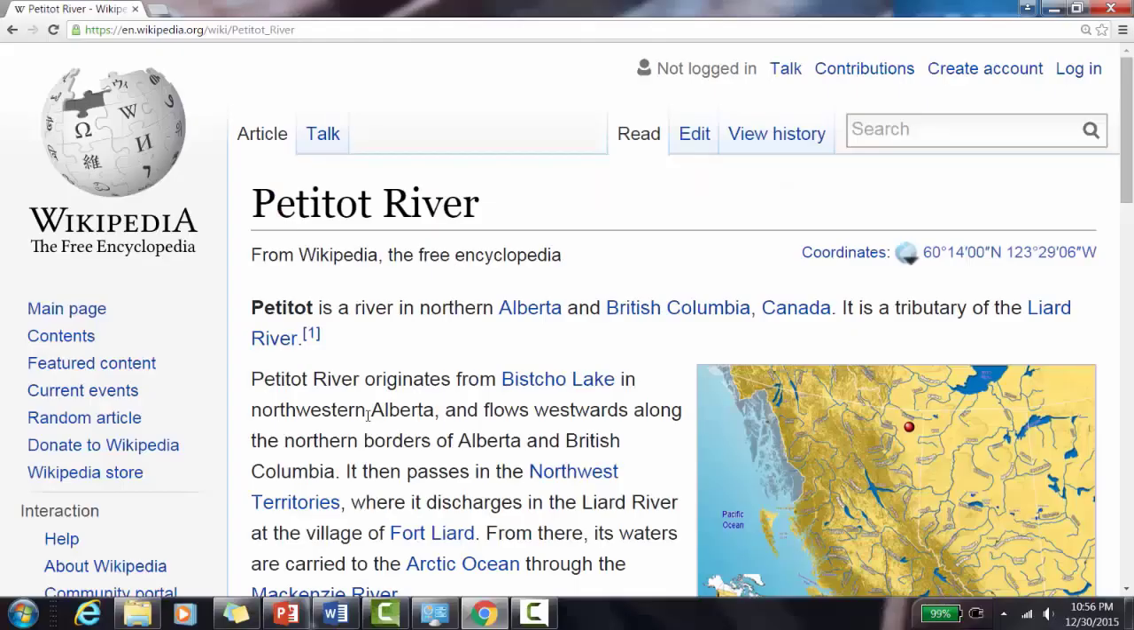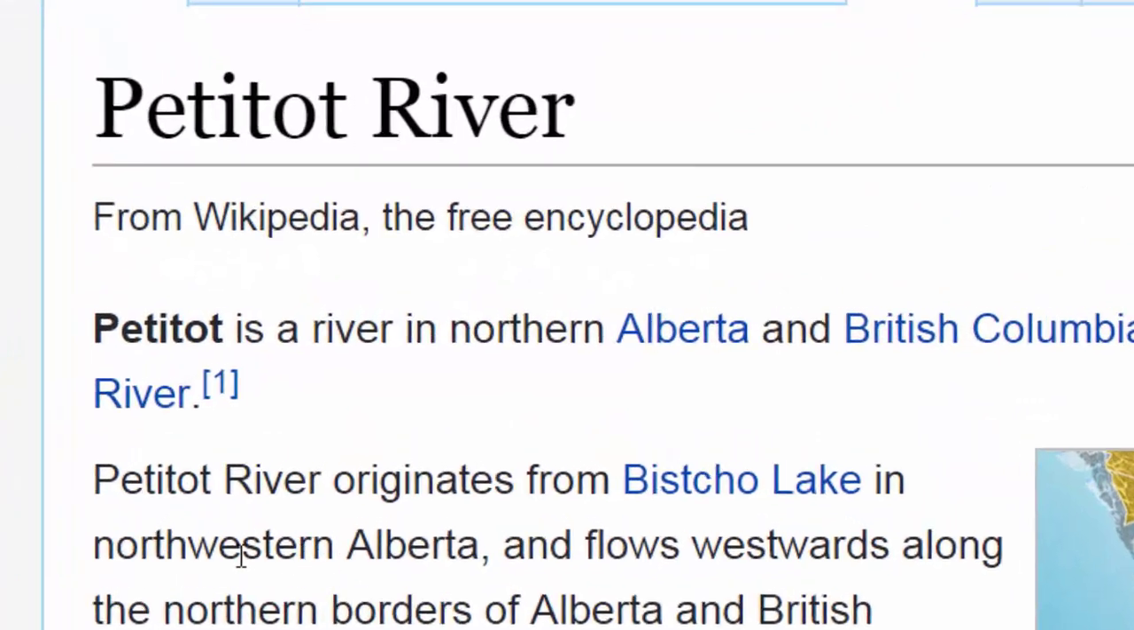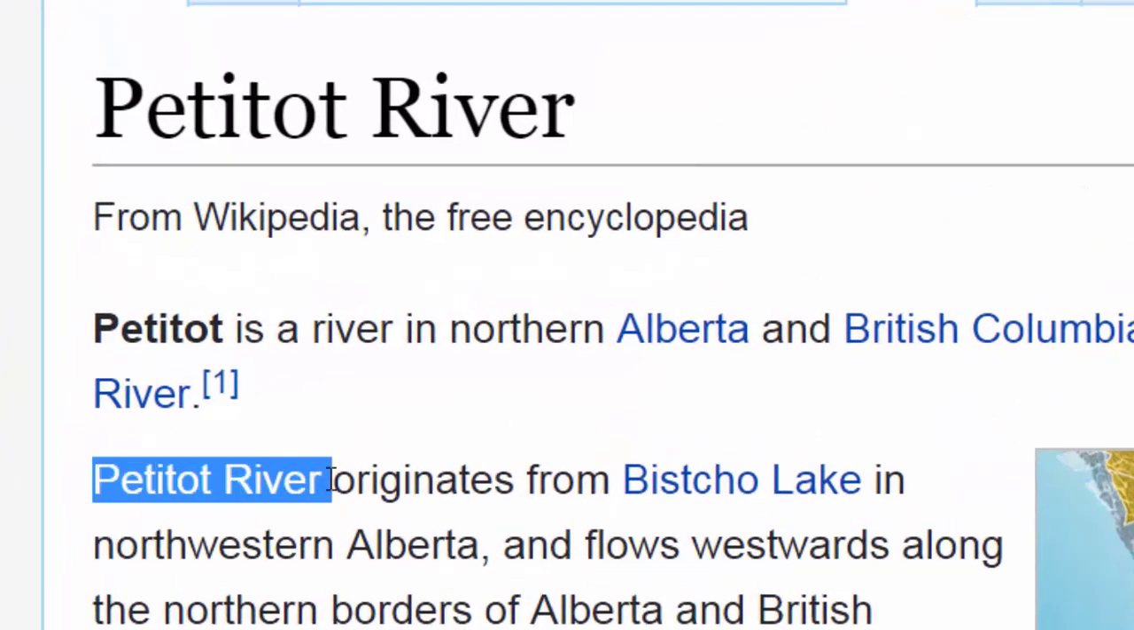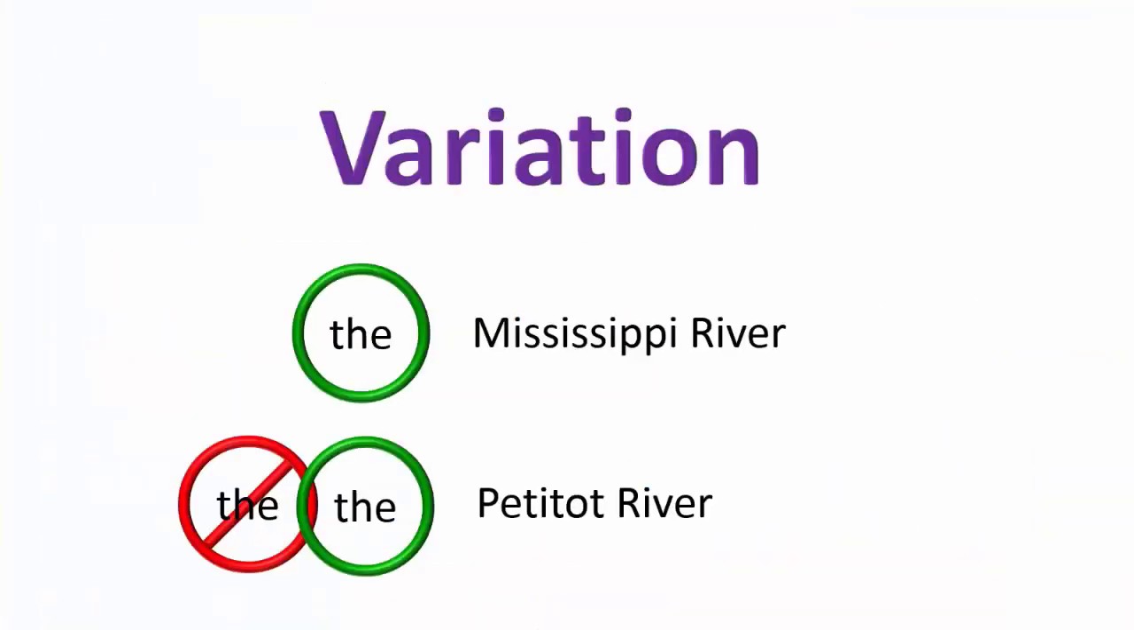There's also variation with rivers. For example, remember that rivers should always use the, and that's true with large rivers. The Fraser River, the Mississippi River, the Amazon, you'll always use the. But quite often with smaller rivers, you see that the is omitted. However, I recommend that with rivers, you always use the, because you'll never be wrong.